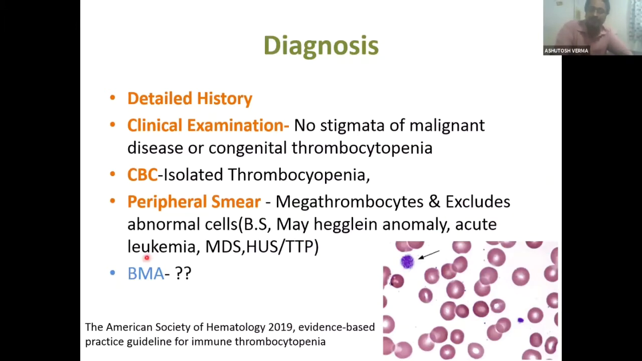Third is acute leukemia, like blast cells, which we have to rule out. And for MDS, we have to rule out any subtle changes in the platelets, any dysplastic change in the platelets, and schistocytes to rule out HUS and TTP.